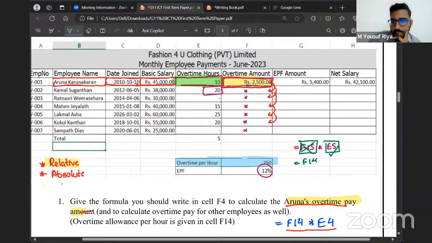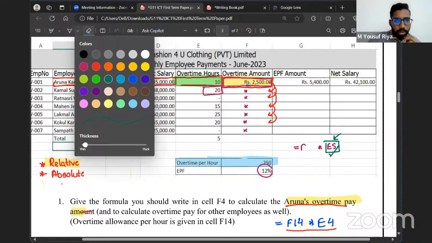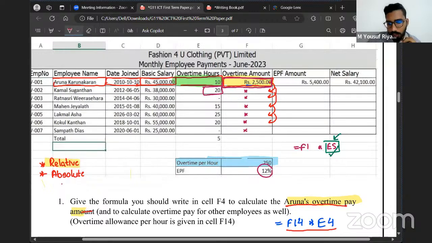Now, based on this, when I'm copying the formula for other employees, Kamal, Mahen, Rakmal, all of them, what has to be kept fixed? First of all, tell me, should the overtime per hour, the F15 part, be fixed, or should the overtime hours be fixed? When I'm going to copy the formula for other employees as well, what should be fixed? The overtime amount or the overtime hours?